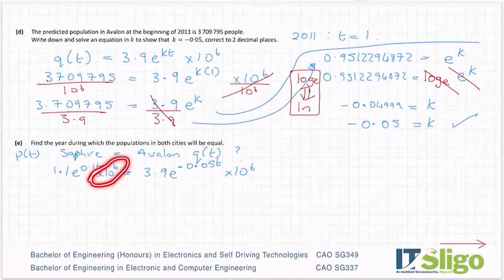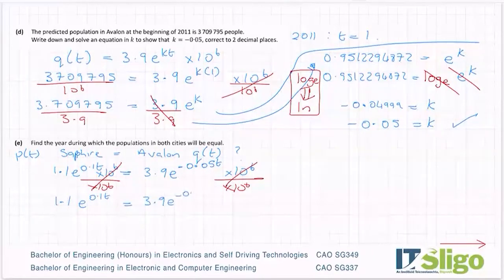The first thing I see is 10 to the 6 on both sides. So if I divide across by 10 to the 6, what I do to one side, I do to the other. You can see they've cancelled. So I'm left with 1.1 e to the 0.1 t being equal to 3.9 e to the minus 0.05 t.